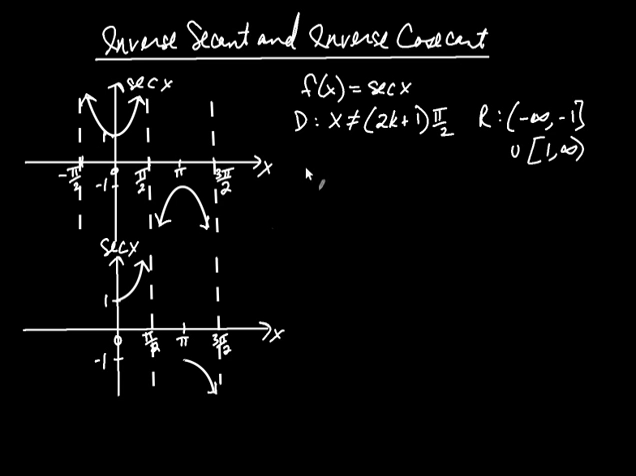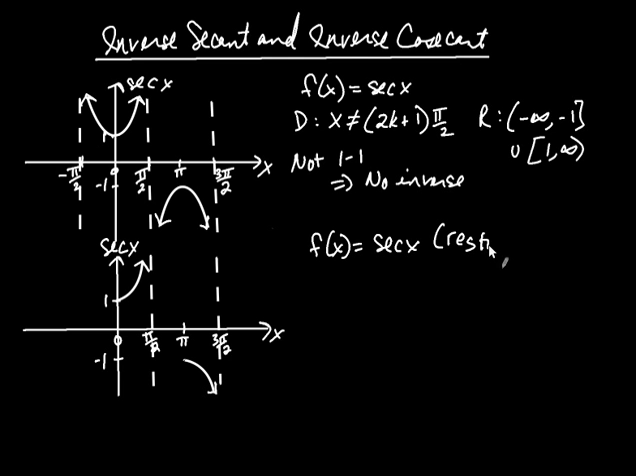So as usual, we start off with a function that's not 1 to 1. Let's write this down. So it's not 1 to 1, and that implies there's no inverse. And our solution to this problem is to restrict the domain such that we do get a one-to-one function. So here I've graphed restricted secant. So here's a new function we're going to consider. People write it as secant, but don't forget it's restricted because the domain is restricted.